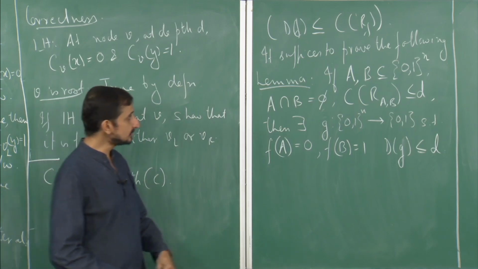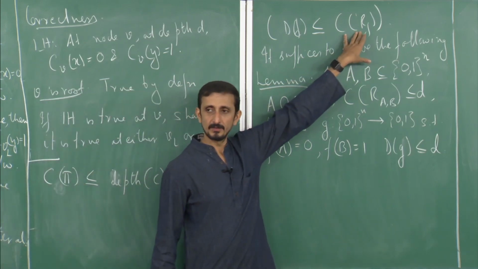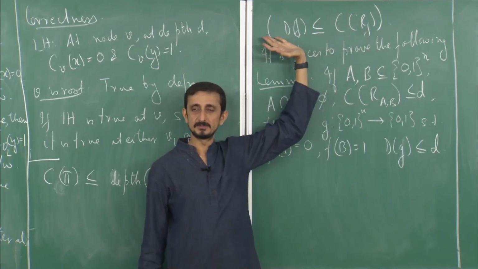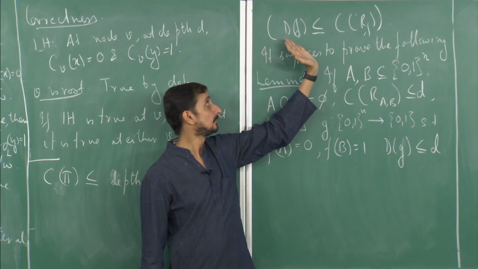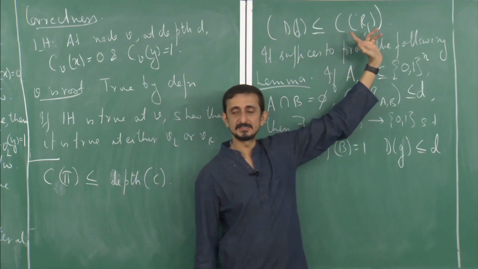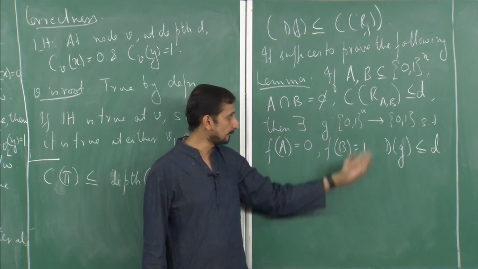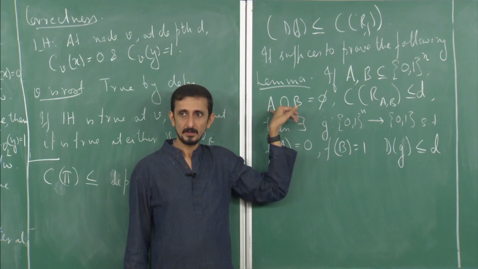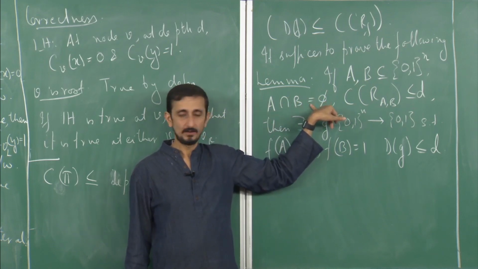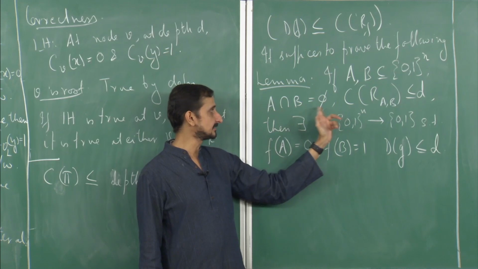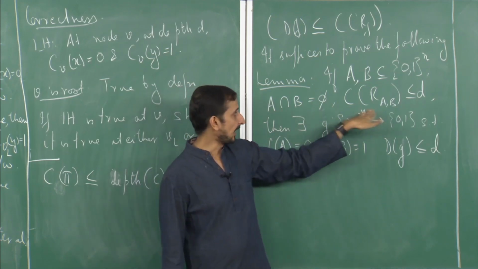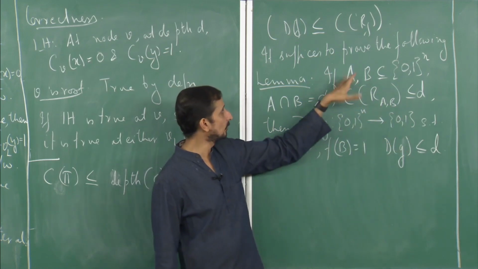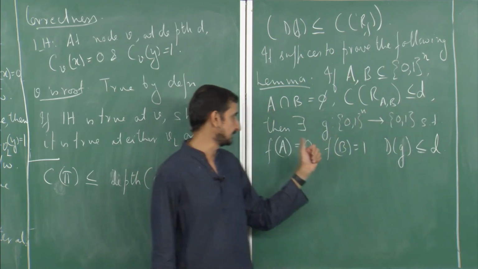Okay. So suppose I start with a function f, and I want to show that C of Rf is bounded, or d of f is upper bounded by C of Rf. Now if I want to apply this lemma, what I do is that I set A to be f inverse 0, I set B to be f inverse 1, I get the hypothesis that A intersection B is empty, and I get that R of AB is the same as R of f. So therefore CRF is at most D.